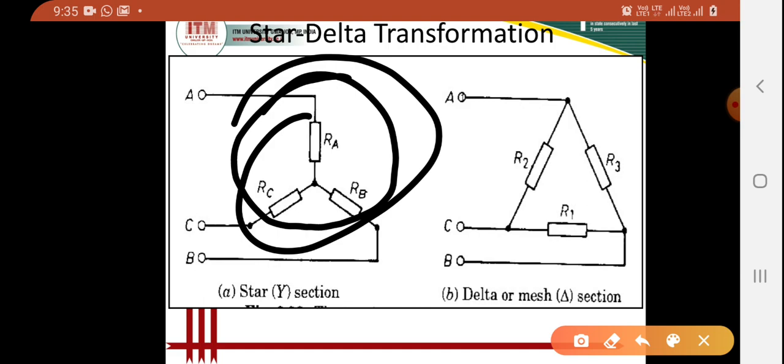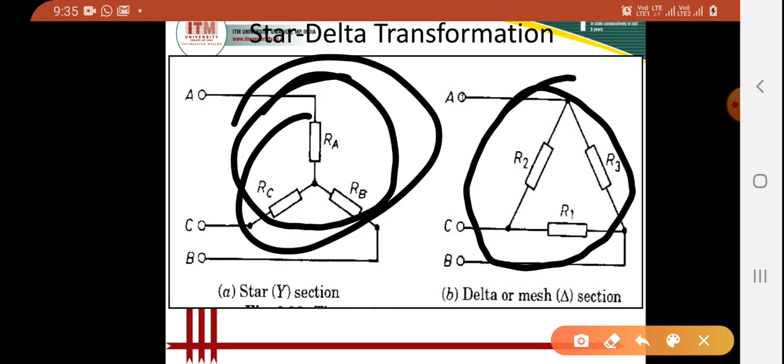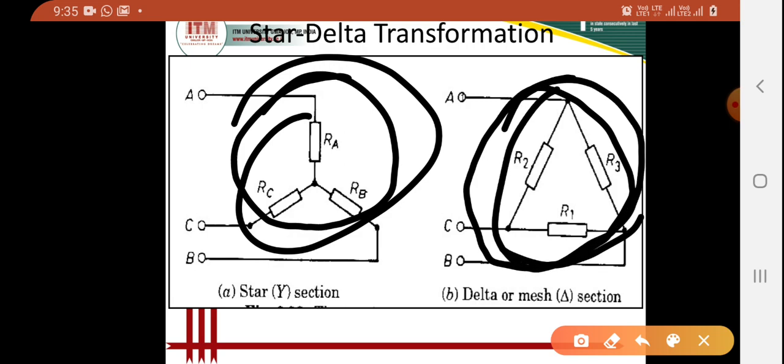When we are talking about delta, there also we have to take three resistances, or three impedances. Then you can connect those three resistances or impedances in this form, like this. Then this connection will be a delta connection.